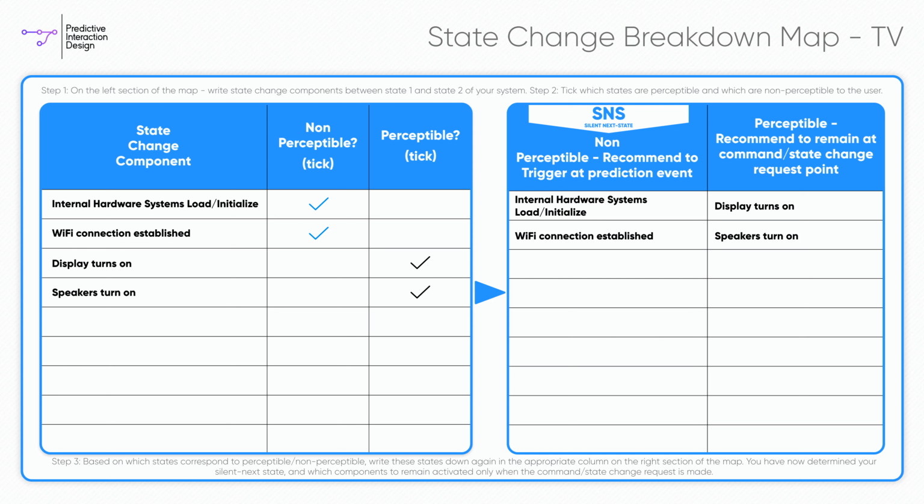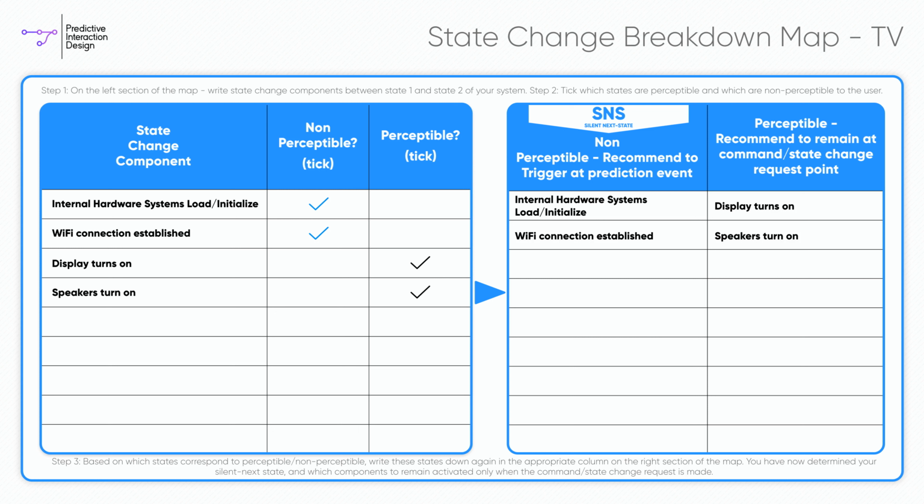Then we just look at what we ticked as non-perceptible, and we transpose that over to the right section under non-perceptible, and we do the same with the perceptible. What we have under that silent next state column, under non-perceptible, is the processes of our system that can run when a prediction is made that the user is going to interact with the system. So it's a super handy tool, very simple to use, and you can get as low level as you'd like, depending on the appropriate nature of your system design.